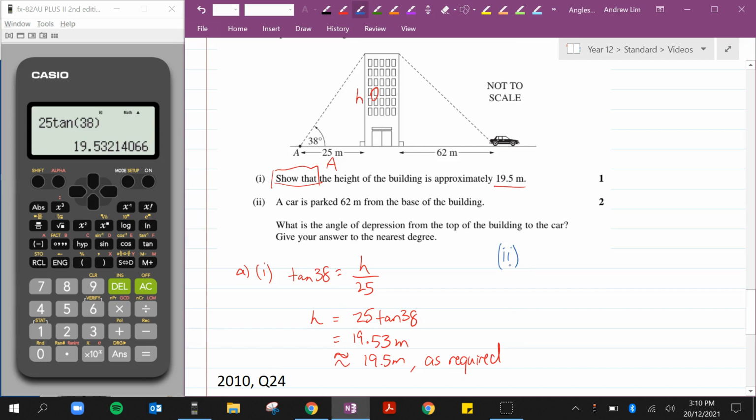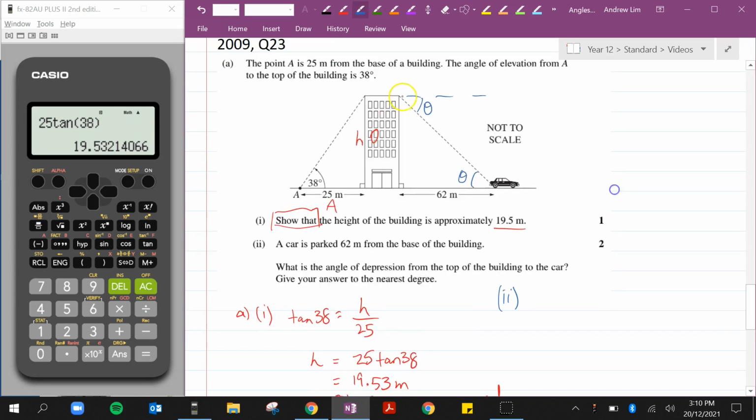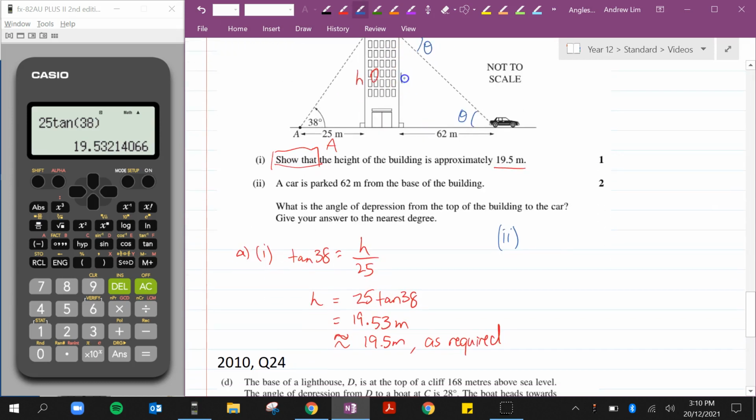Part 2 says, what is the angle of depression from the top of the building to the car? So it wants us to work out what this is equal to, but we know whatever that is, it's the same as the angle of elevation. So all we need to do is work out the angle of elevation. We've already shown that this is 19.5.